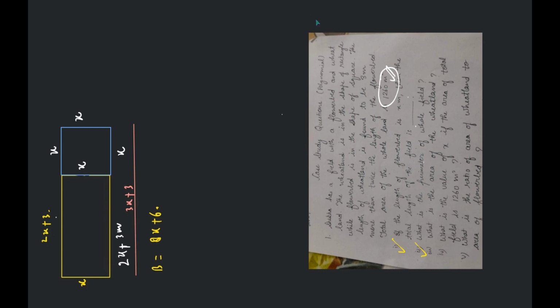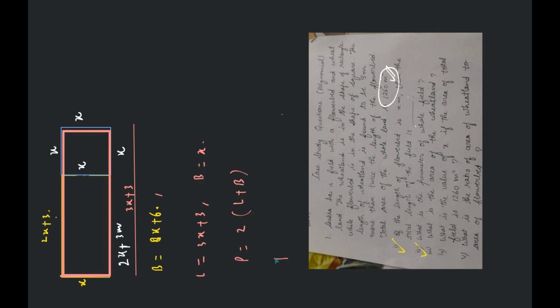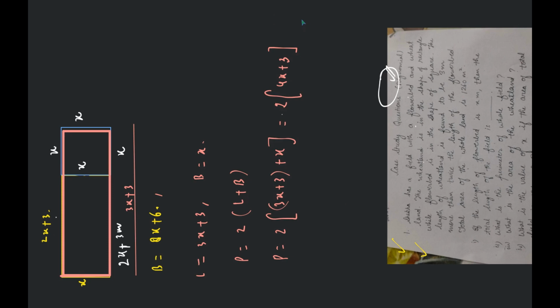It is a new rectangle. Try to understand. The length is 3x plus 3 and the breadth is x. So the perimeter you can calculate very easily. Perimeter is 2 times length plus breadth, that is 2 times 3x plus 3 plus x, which is 4x plus 3.